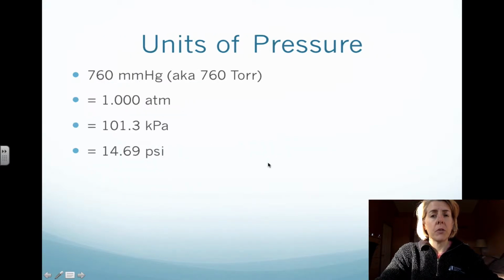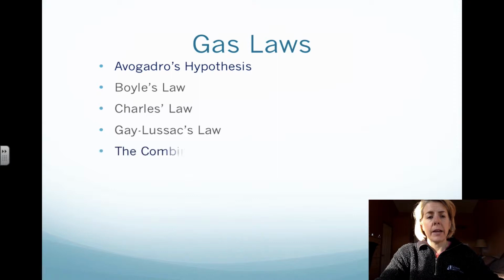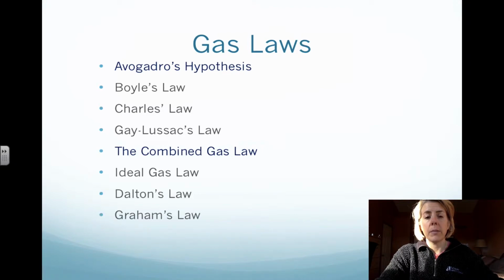Here are some units of pressure that you've seen before. 760 millimeters of mercury is the same as 1 atm, the same as 101.3 kilopascals, or the English version, which is 14.69 psi. The gas laws we're going to look at today are Avogadro's hypothesis, Boyle's law, and Charles' law. In future videos, we'll look at Gay-Lussac's law, the combined gas law, and lastly the ideal gas law. We've already covered Dalton's law and Graham's law, so I'm not going to go over those in this series of videos.